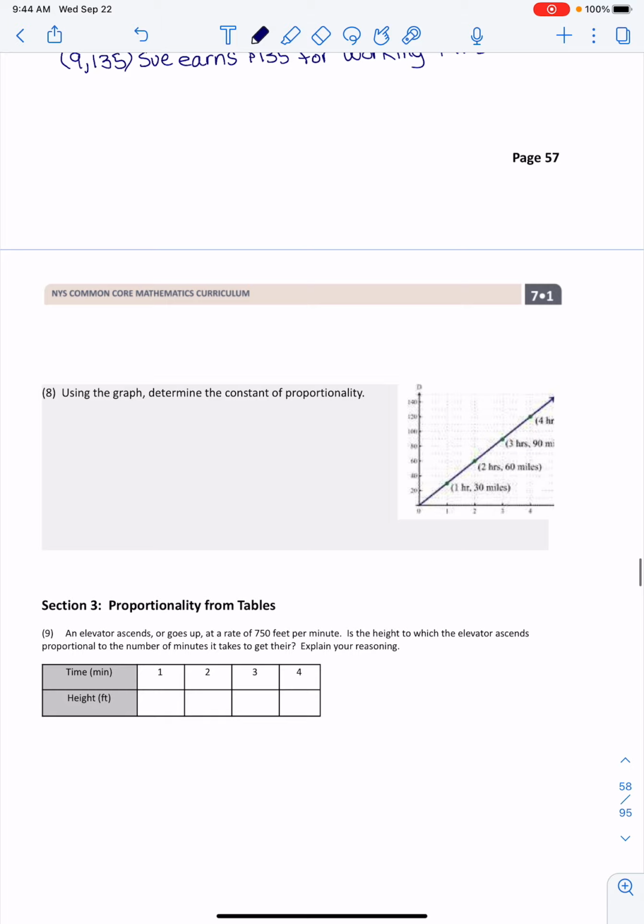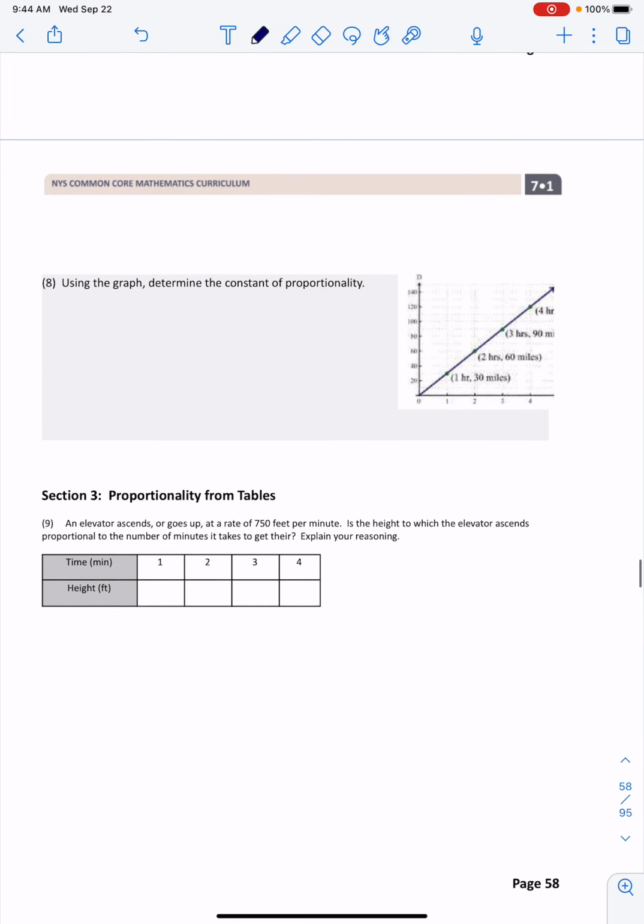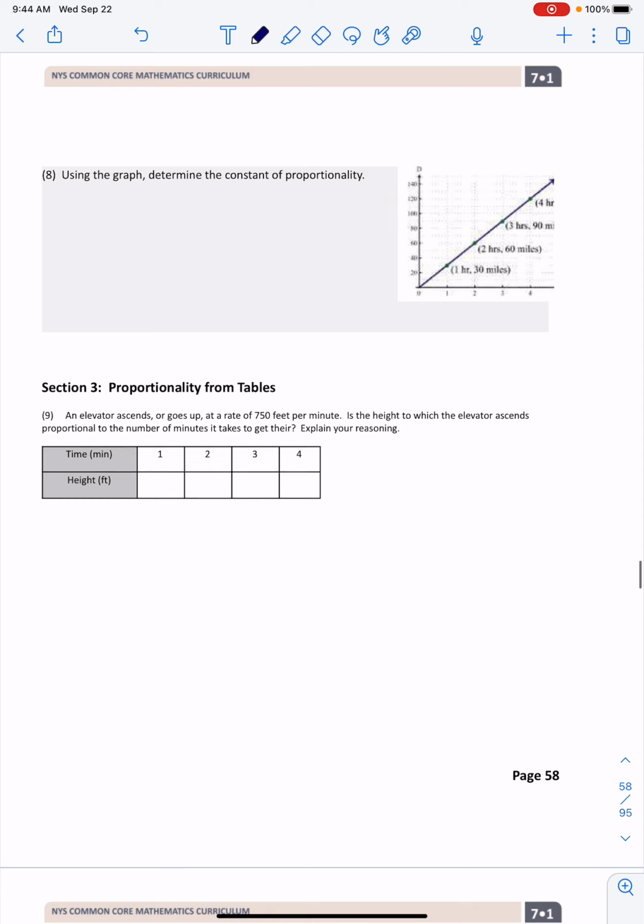Next, it says, using the graph, determine the constant of proportionality. Remember, the constant of proportionality is how much for 1. So if I look at this graph right here, my y value is 30, my x value is 1. So it's y over x, or 30 miles over 1 hour, or 30 over 1, which is 30.